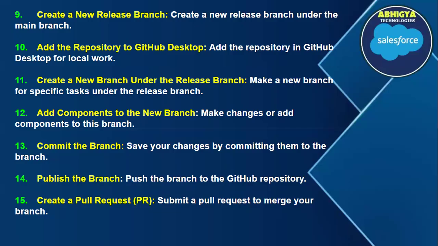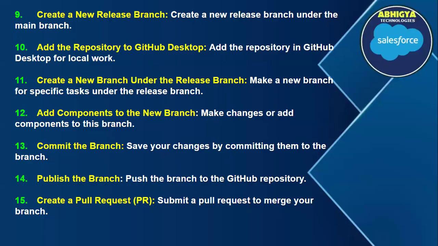So after creating the release branch, we can come back to the desktop repository. In that we can open our repository, the new repository we have created. That repository we can open. After that, we can select our release branch. In that branch too, we can add our changes. Then finally, we can publish our changes and commit it to GitHub.